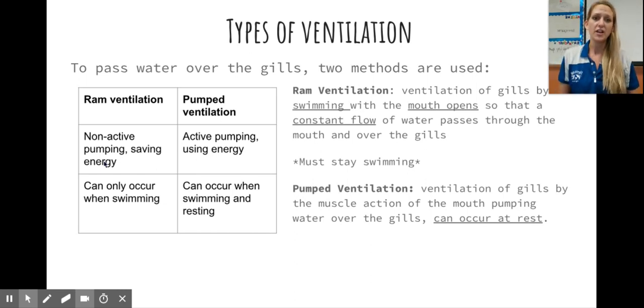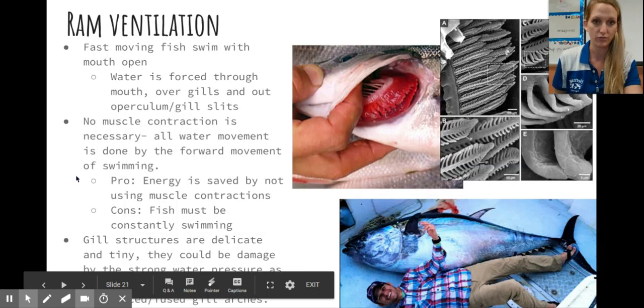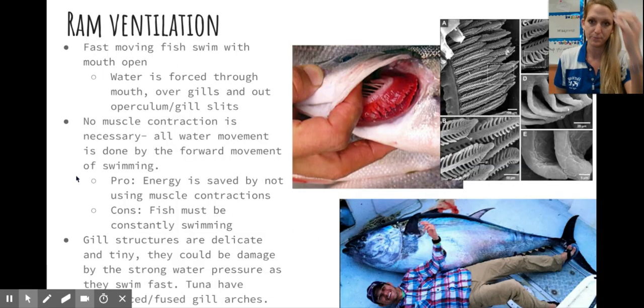Pumped ventilation is using the muscle contraction of the mouth to pump water through the gills. You're actively pumping, so actively using energy. But over here, it doesn't matter. In ram ventilation, you're constantly swimming. Pumped ventilation can occur while swimming and at rest, so that's a benefit.